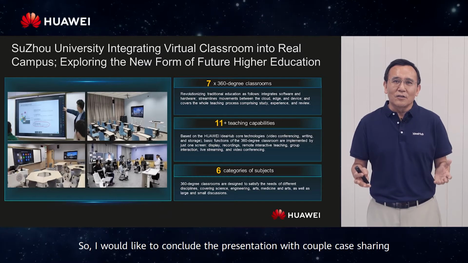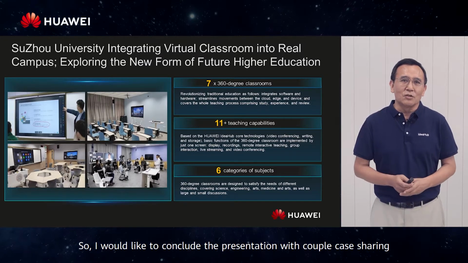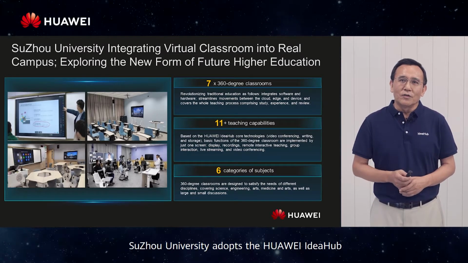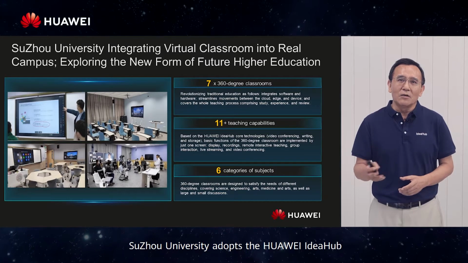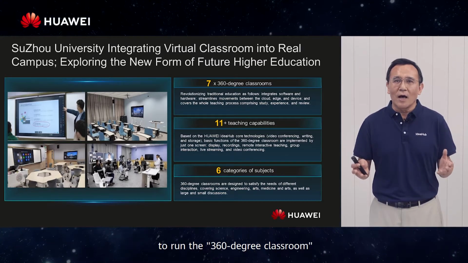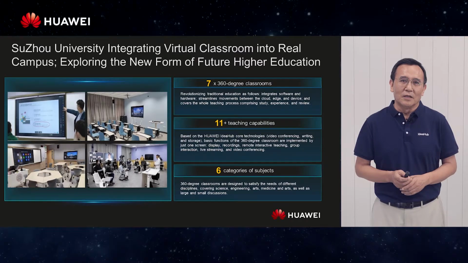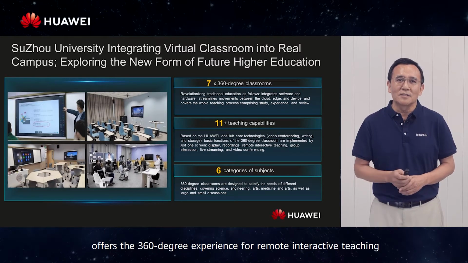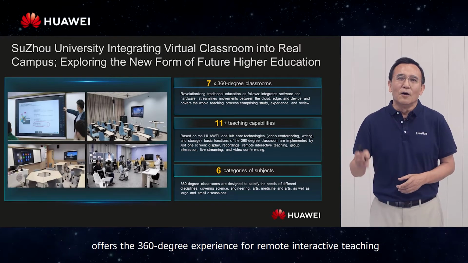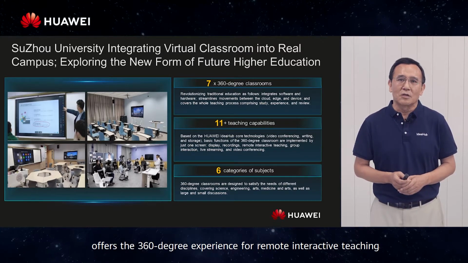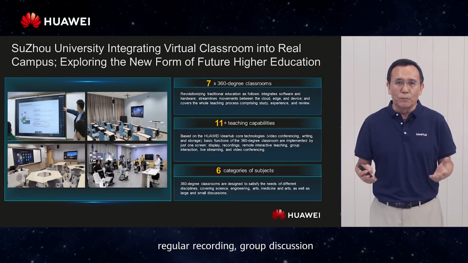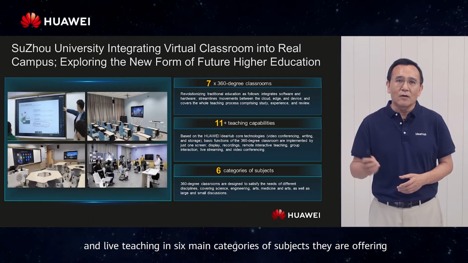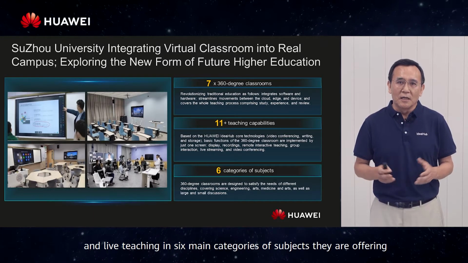So, I would like to conclude the presentation with a couple case sharing. Suzhou University adapts the Huawei Ideal Hub to run the 360 degrees classroom. This, as the name suggested, offers this 360 degrees experience for remote interactive teachings, regular recording, the group discussing, and live teaching in 6 major categories of the subjects they are offering.